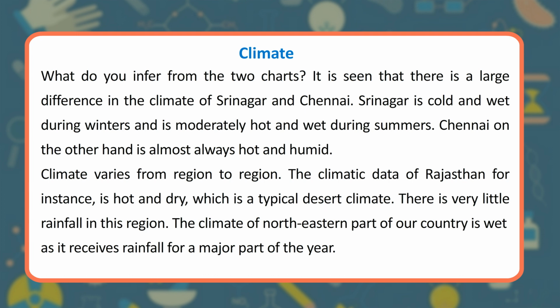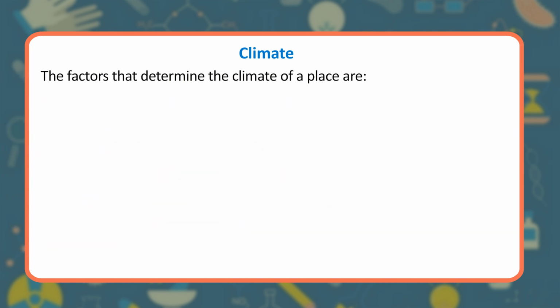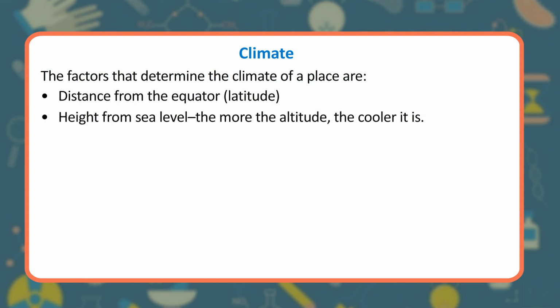The climatic data of Rajasthan, for instance, is hot and dry, which is a typical desert climate. There is very little rainfall in this region. The climate of the northeastern part of our country is wet as it receives rainfall for a major part of the year. The factors that determine the climate of a place are distance from the equator, latitude, and height from sea level.